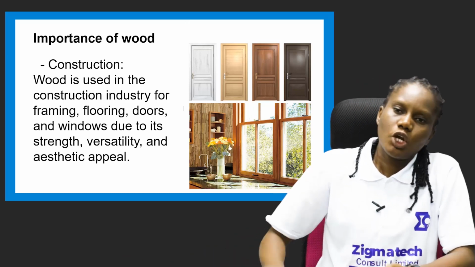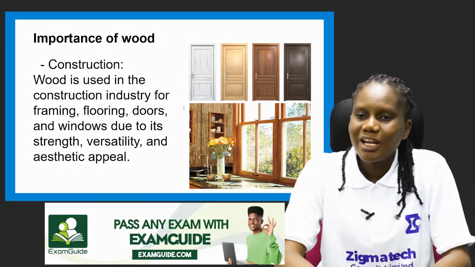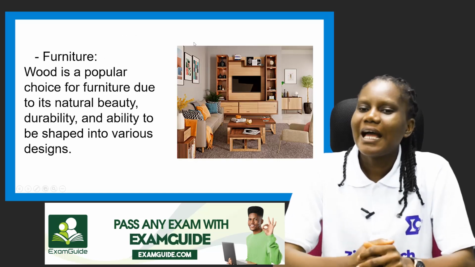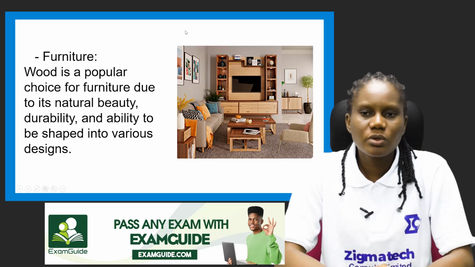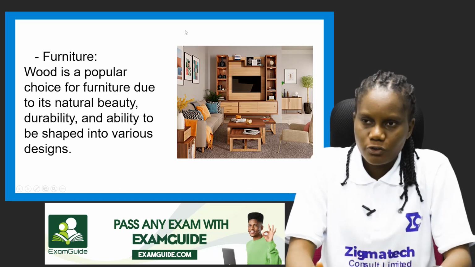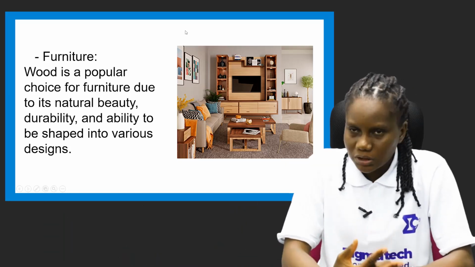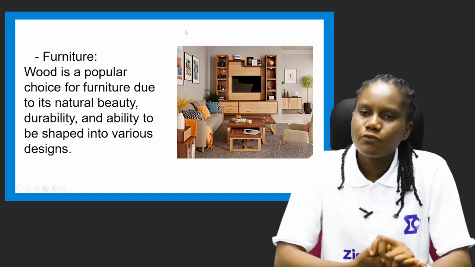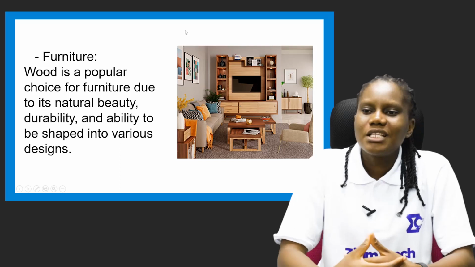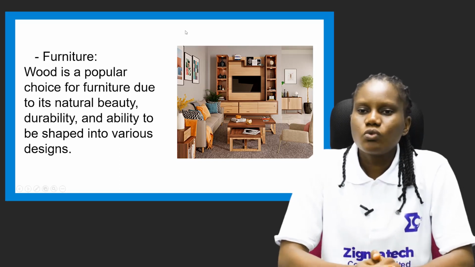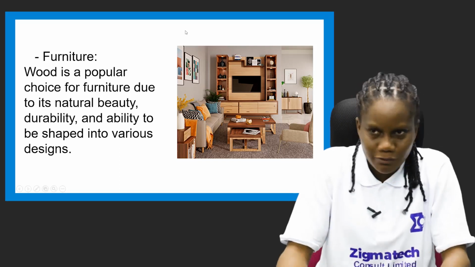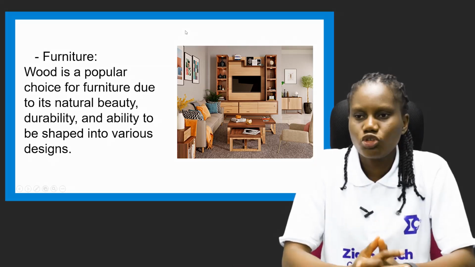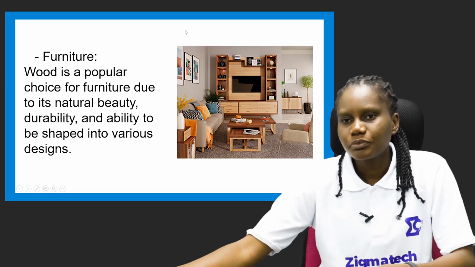Number 2 is furniture. Wood is a popular choice for furniture due to its natural beauty, durability, and ability to be shaped into various designs. So also in furniture, we use wood mostly. Talk about your cabinet, your chairs, your table. They are made from wood. Your drawer, they are made from wood. So wood is a popular choice for furniture anywhere you go in the world.